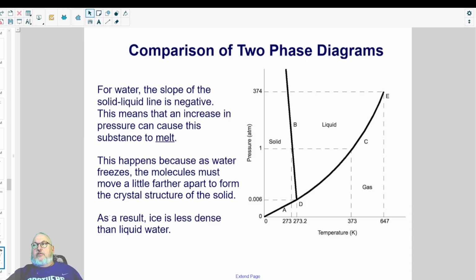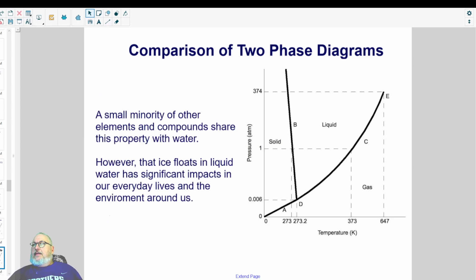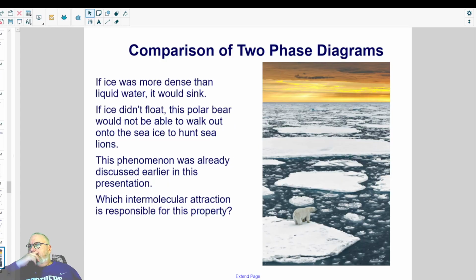Let's think about that a little bit. There's a small minority of other elements and compounds that have the same property as water. Water is pretty unique, okay? So we know that ice floats in liquid water, and that has a significant impact on us and our environment. And again, we've already talked about this. If ice was more dense than liquid, it would sink. There just wouldn't be life. And why is that? It's because of hydrogen bonding.